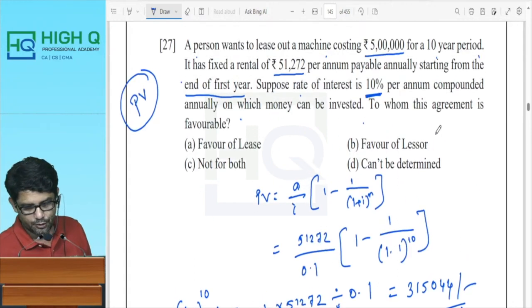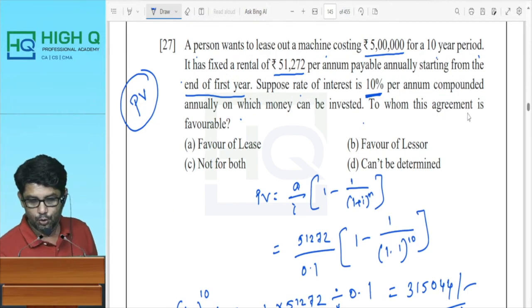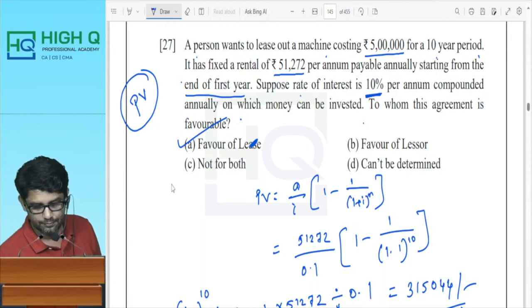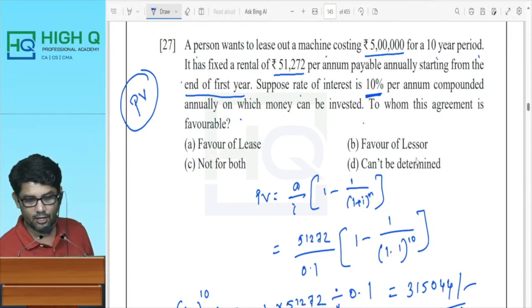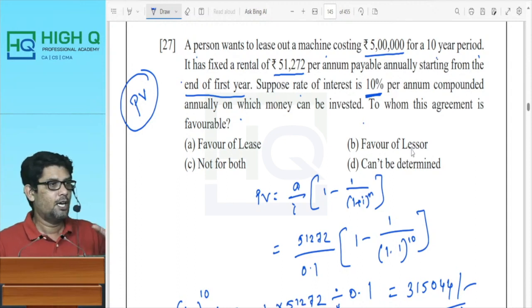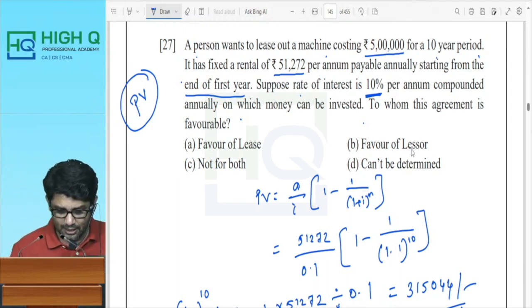Rent. So therefore, to whom is this agreement favorable? This is actually the lessee. Oh, sorry, in favor of lease. No, it is not in favor of lease. Okay, actually see, I don't know whether it is lease or lessee. It should be lessee.